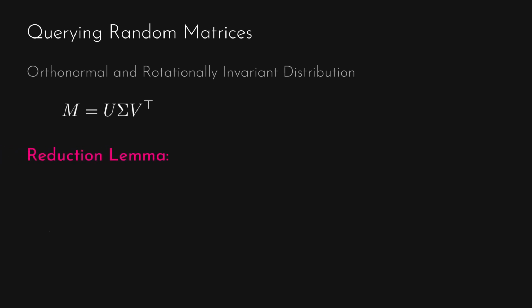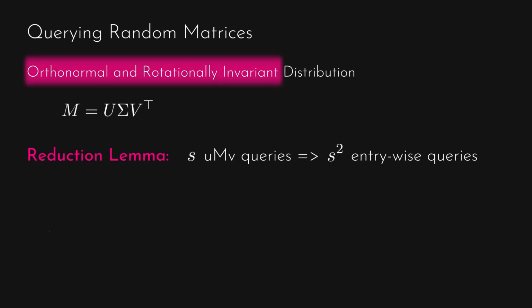So what I want to prove now is a cool connection between UMV queries and a more restricted model that only looks at the entries of the matrix one by one. We show that if you have any deterministic UMV query algorithm that makes S queries, then you can actually get the same information from the matrix by using S squared entry-wise queries. This is pretty crazy in general, but it turns out to be true when we are querying matrices M like the one I explained before, that is sampled by using orthonormal and rotationally invariant distributions.